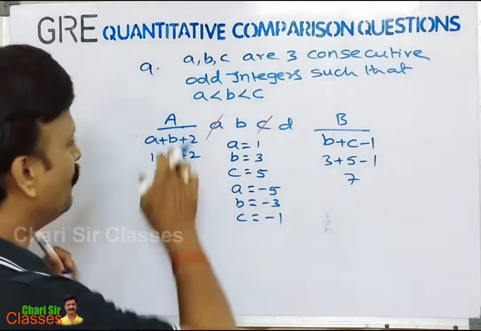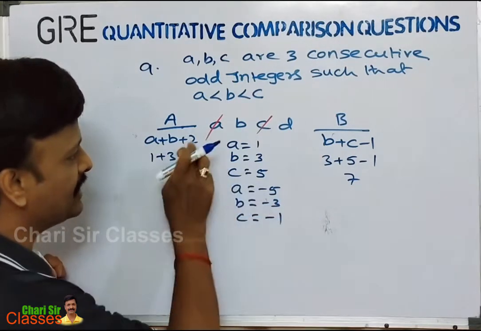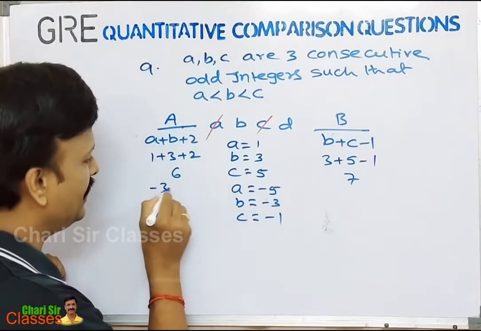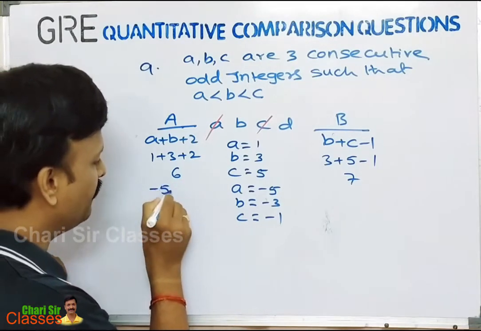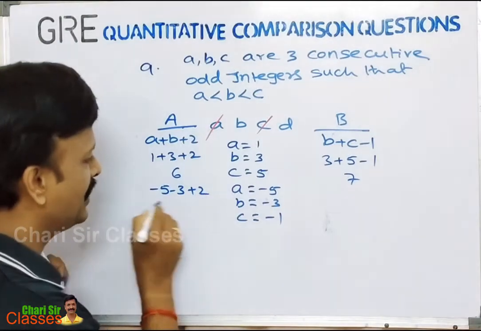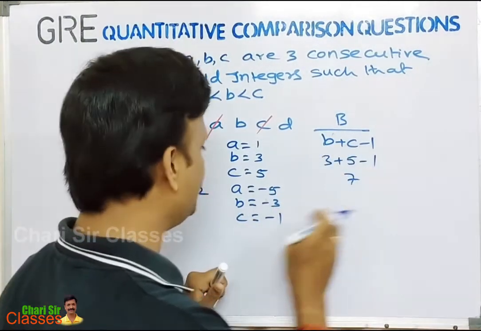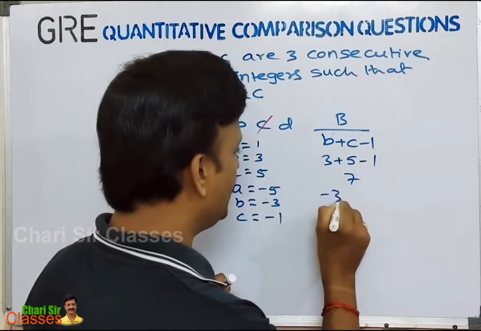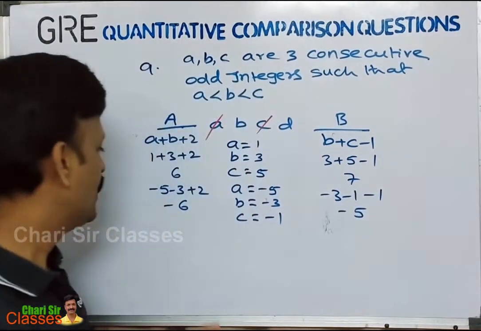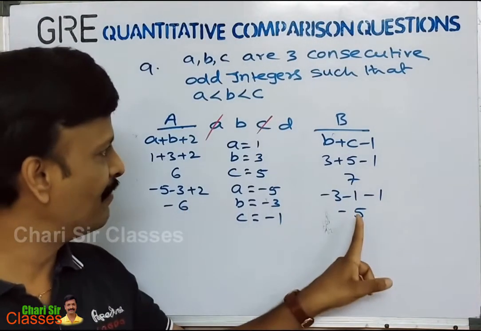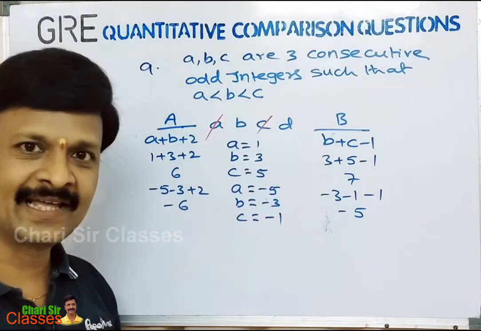Now check quantity A, A plus B, that is minus 5, minus 3, minus 8 plus 2. That is minus 8 plus 2 is minus 6. Here B plus C minus 1, minus 3, minus 1, minus 1, which is equal to minus 5. Now here minus 6 and minus 5. Minus 5 is greater, so B is greater.